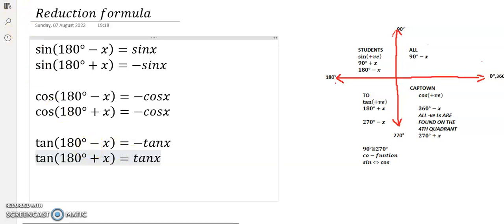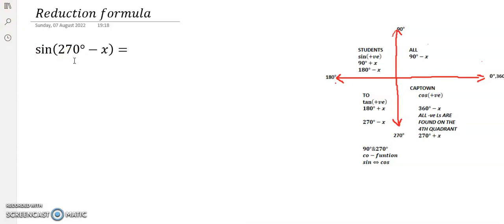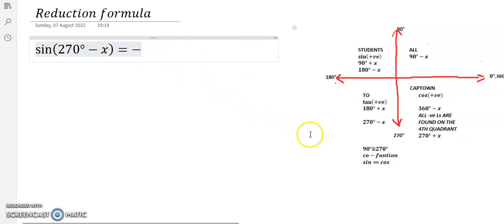Yeah, just like that. This time around we got sine of 270 degrees minus x. This is a reference angle. 270 degrees minus x is on the third quadrant. However, on the third quadrant, sine is negative. Then we're gonna get negative. Okay guys, if you still recall, on 270 degrees we have the cofunction, meaning that sine will be cos. Then we're gonna have cos of x, just like that.